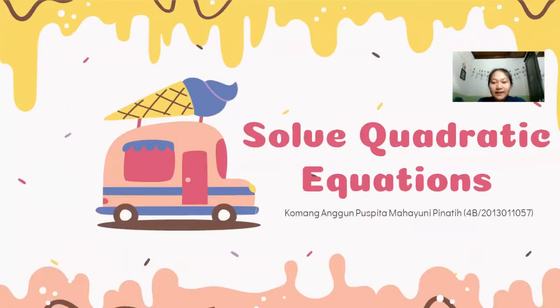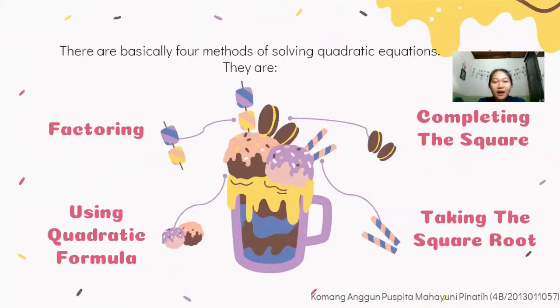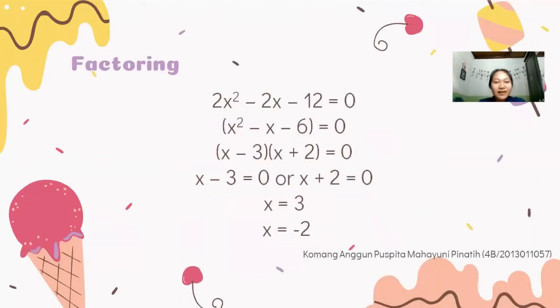Solve quadratic equations. There are basically four methods of solving a quadratic equation. First is factoring, second is completing the square, third is using the quadratic formula, and the last one is taking the square root. I want to tell you about the four methods one by one. The first is factoring. I will explain with an example.